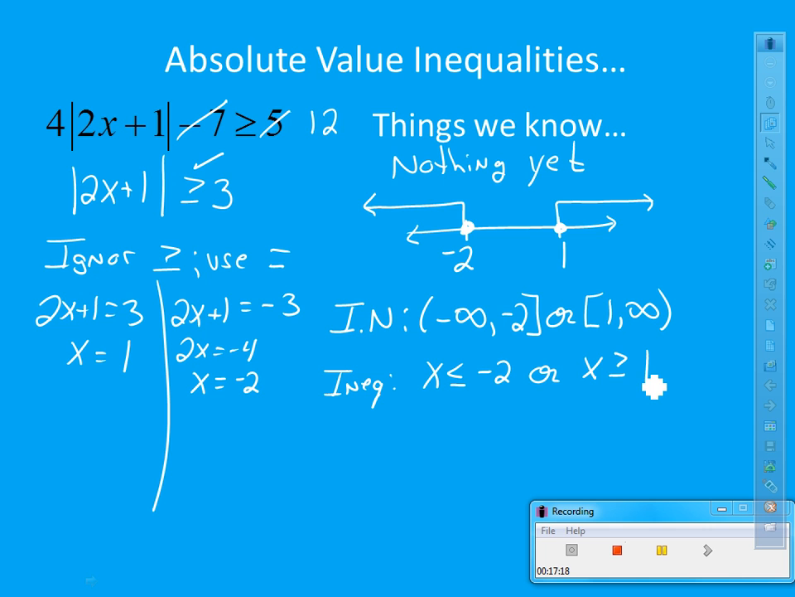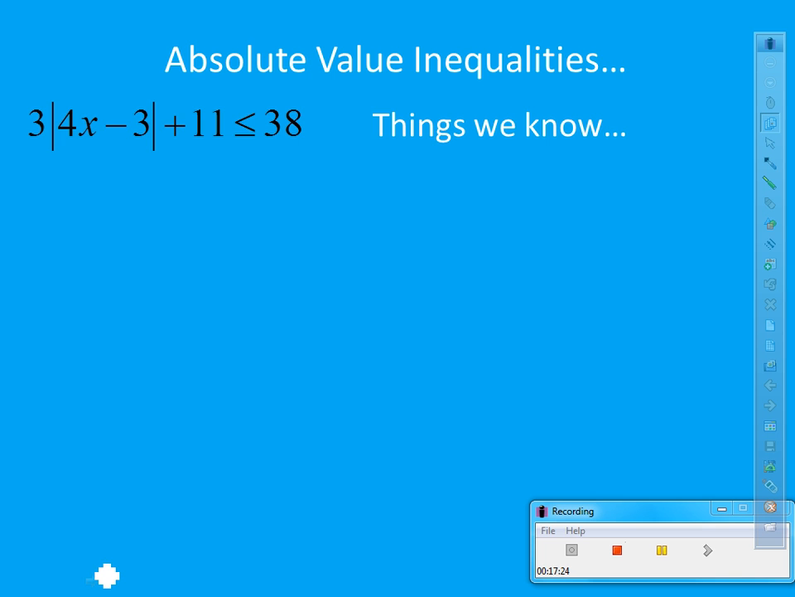We're down to 2 examples left. Here's my next to the last one. Once again, guys, things that we know, nothing yet, because the absolute value is not by itself. So I need you to get the absolute value of 4x minus 3 by itself. So I'm going to minus 11 and get 27. And then I'm going to divide by 3 and get 9. So I got less than or equal to 9.